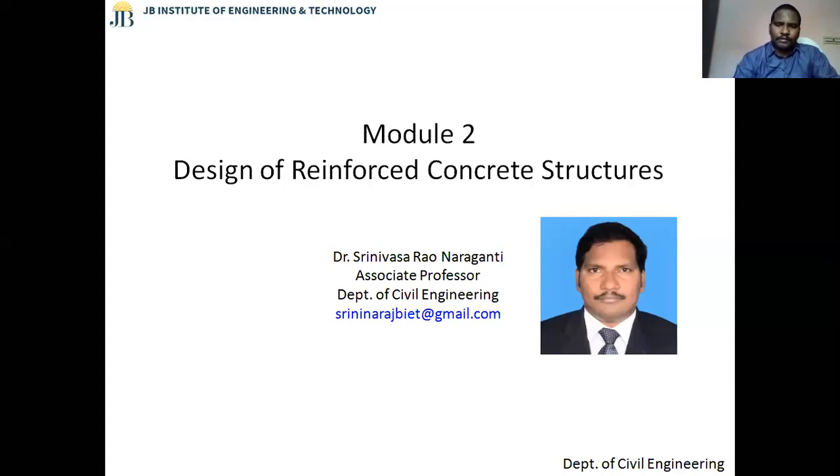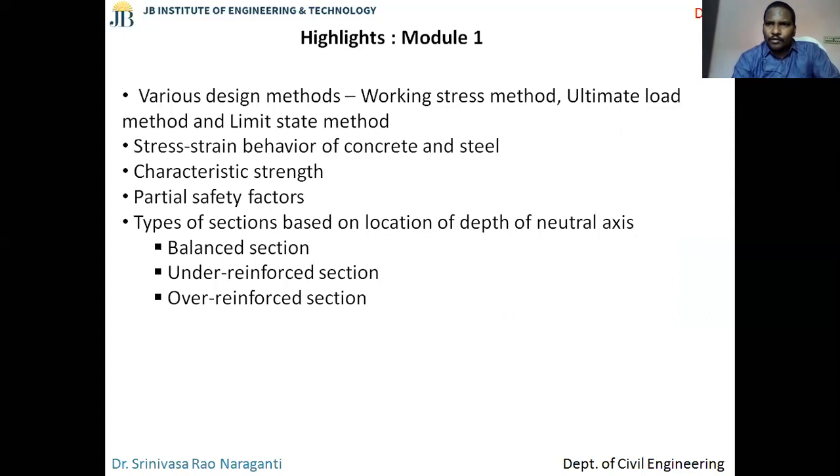Good evening, guys. Let's continue our discussion. Before we start today's class, let us see what we discussed yesterday in the last class. We discussed various design methods, namely the working stress method, ultimate load method, and limit state method. We talked about the drawbacks of each method, and we said that the final method that we are using currently is the limit state method. Then we talked about the stress strain behavior of concrete and steel, how the stress strain relation is, and how we use the partial safety factors.